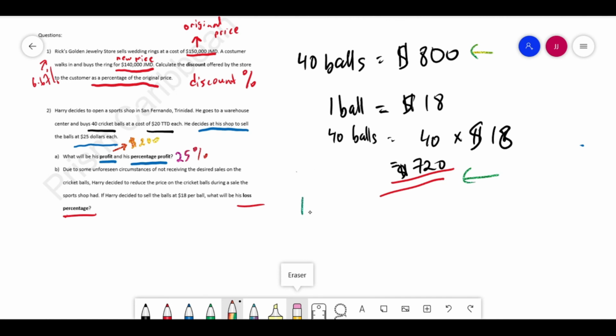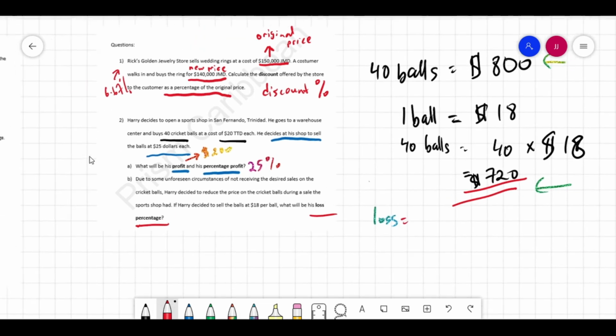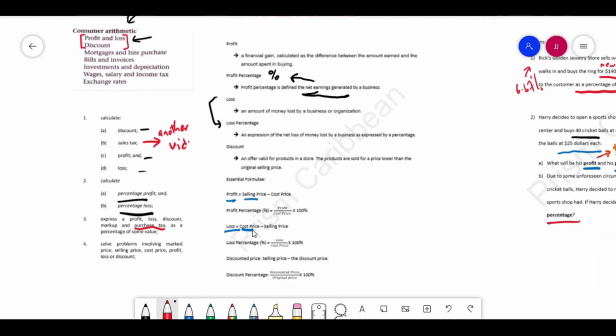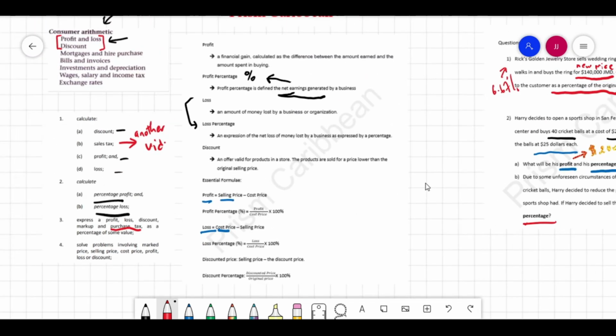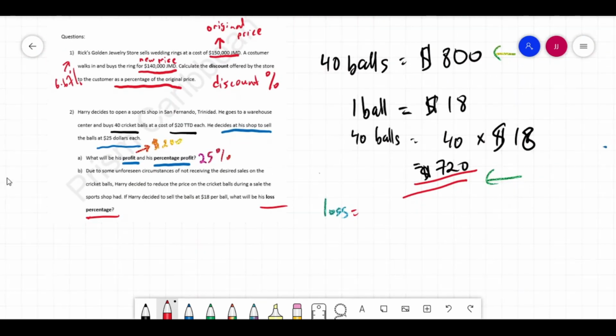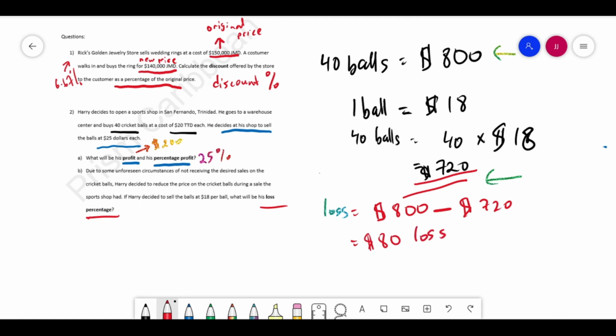So now what will be the loss? Going back to the formula, loss is equal to the cost price, which is the original price, minus the selling price, which was the new price he sold it for. So this will be 800 take away 720, which is the price he sold it for. So this will be $80 loss. But we can't stop here.